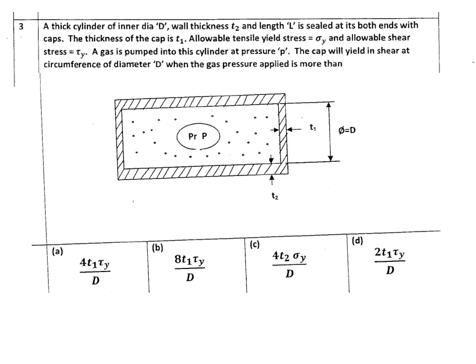A thick cylinder of inner dia D, capital D, wall thickness t2 and length L is sealed at its both ends with caps. The thickness of the cap is t1. Allowable tensile yield stress sigma y and allowable shear stress tau y. A gas is pumped into this cylinder at pressure P. The cap will yield in shear at circumference of diameter D when the gas pressure applied is more than this. A, B, C, D options are given.